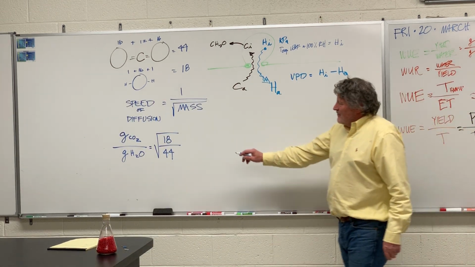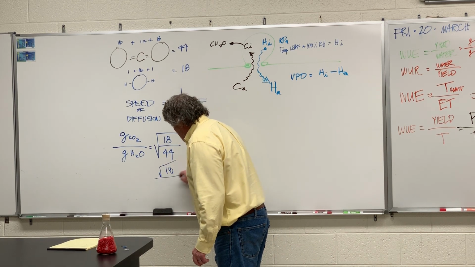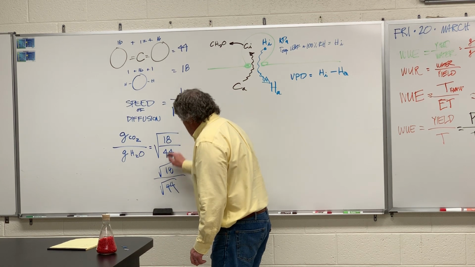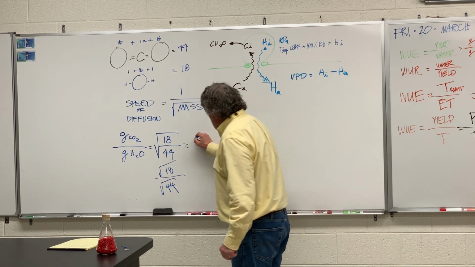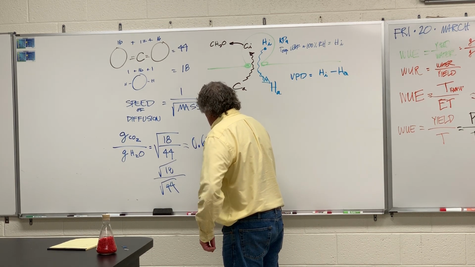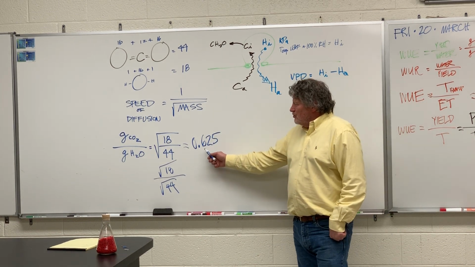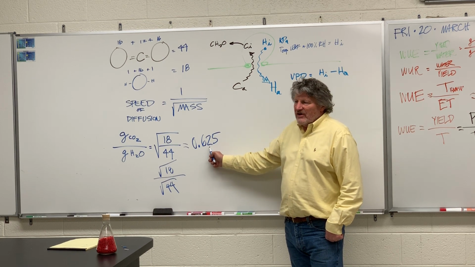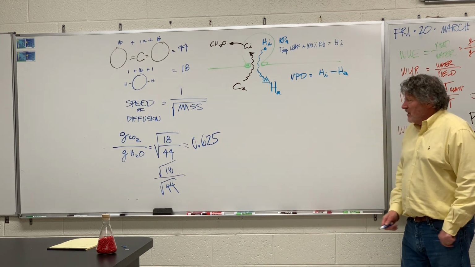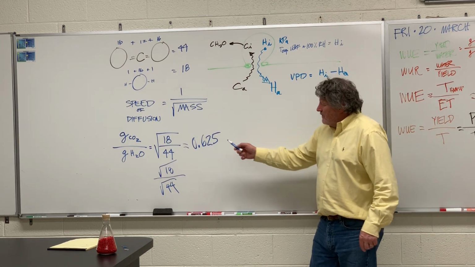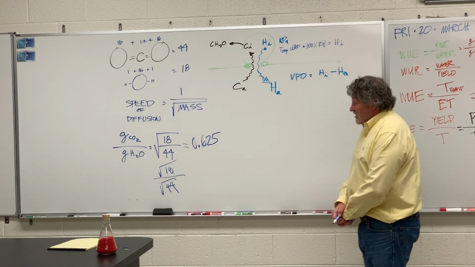Mm-hmm. And because this is the same thing as the square root of 18 over the square root of 44, mathematically it's just a shortcut. And this comes out to be 0.625. So CO2 moves 62% as fast as water vapor, directly because of the size of the molecules. This is worked out in a handout I'm going to give you. But all we want to know right now is the ratio of these.